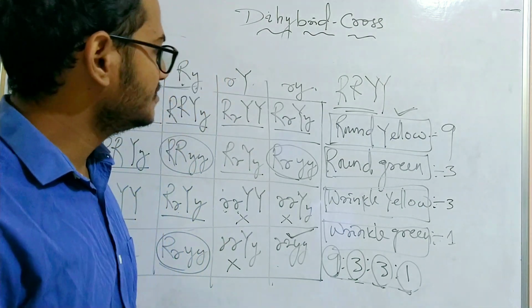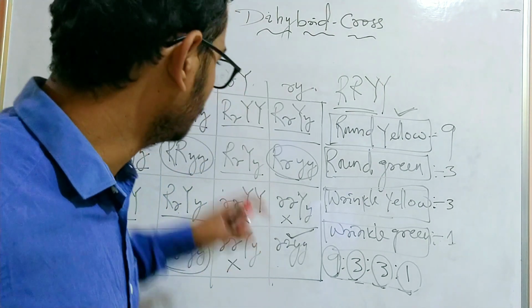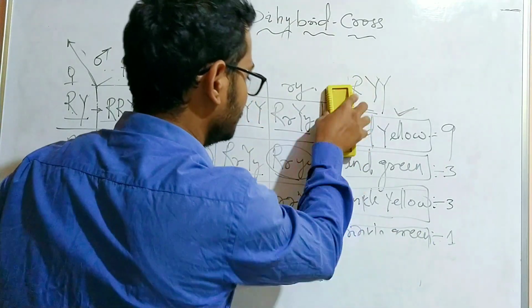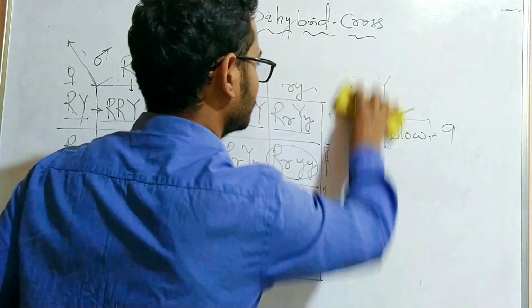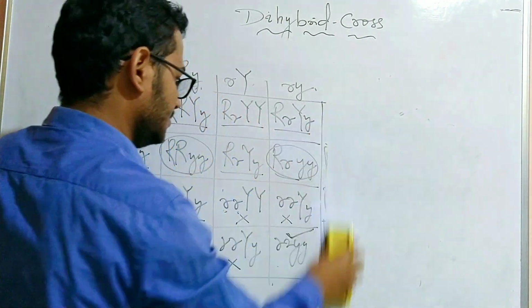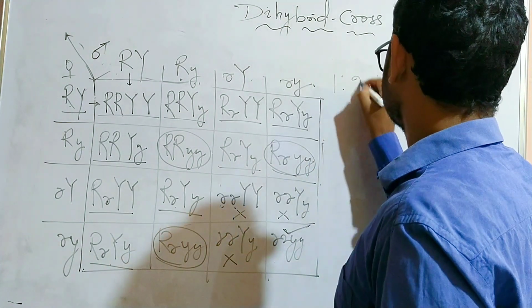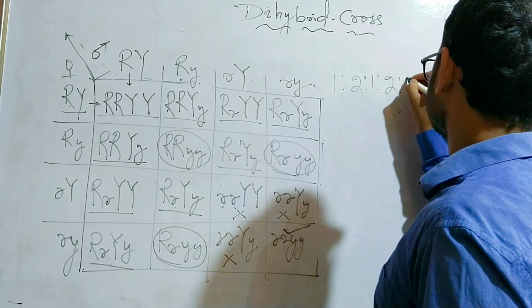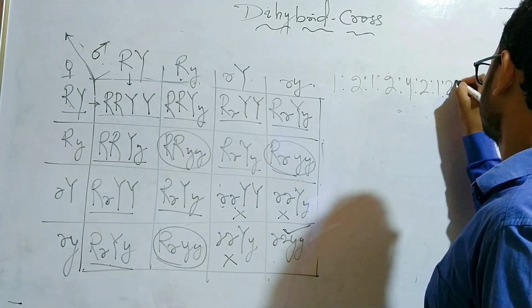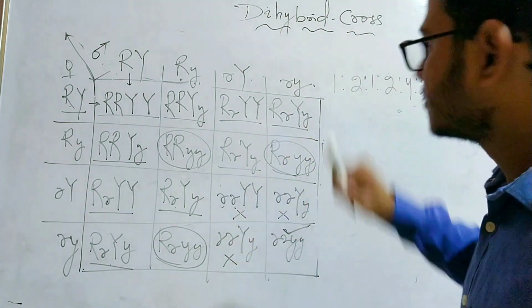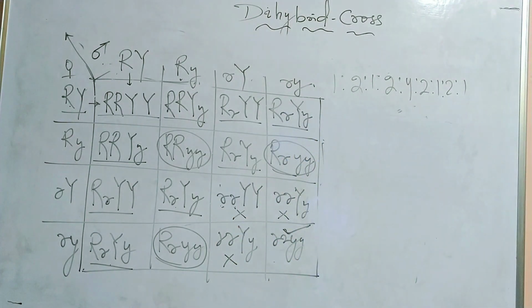So let's see the genotypic ratio. What will be the genotypic ratio of Gregor Johann Mendel's dihybrid test? 9:3:3:1 is the phenotypic ratio. So let's see the genotypic ratio. What is the genotypic ratio of the dihybrid test? It is 1:2:2:1:2:2:2:4:2:2:1:2:2:1. Okay, so this is the genotypic ratio of Mendel's dihybrid cross.